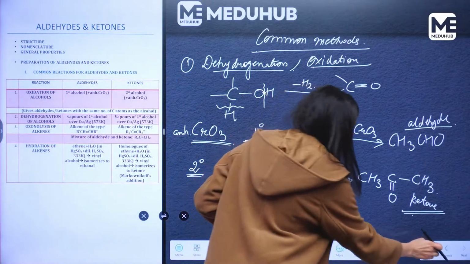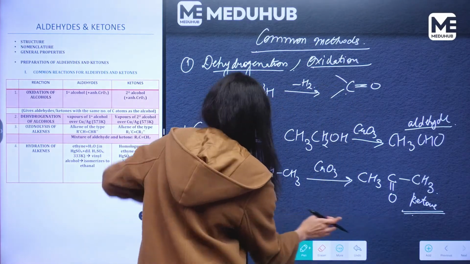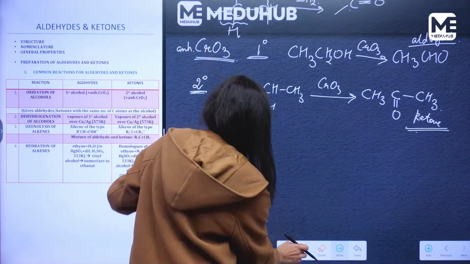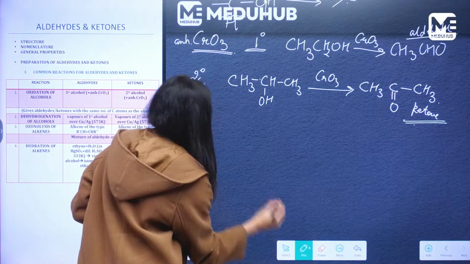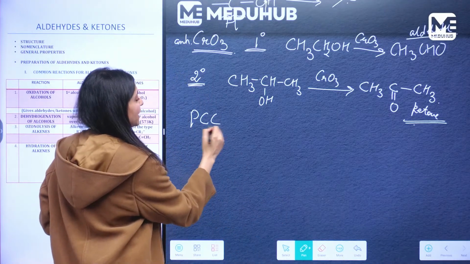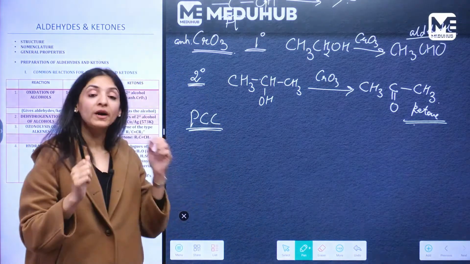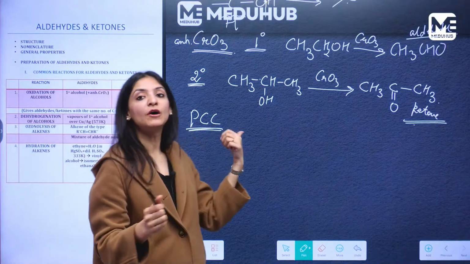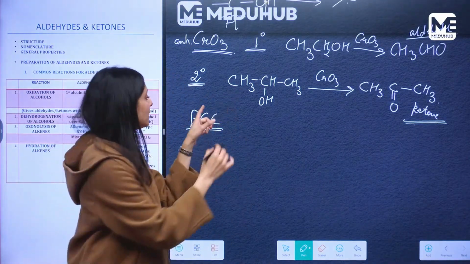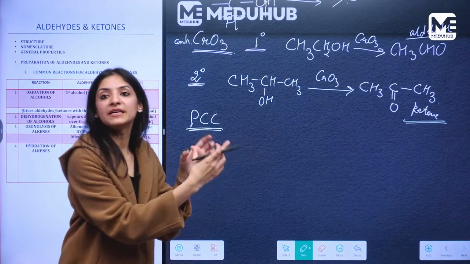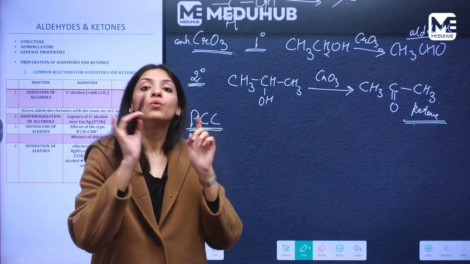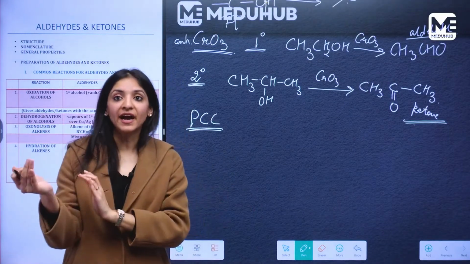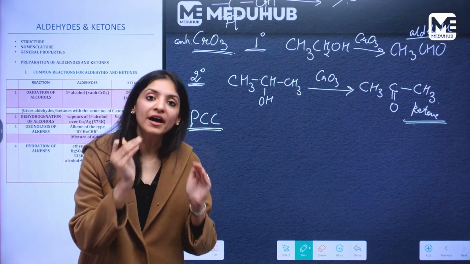Now there is another way, which is the use of pyridinium chlorochromate, which is PCC. What is special about PCC is that if there is a double bond present in the alcohol, that is, if we have an unsaturated alcohol, we can oxidize it to an aldehyde and leave the double bond untouched.